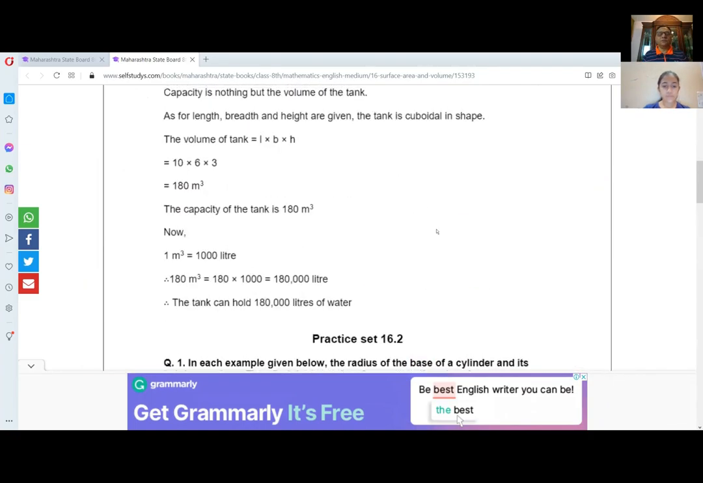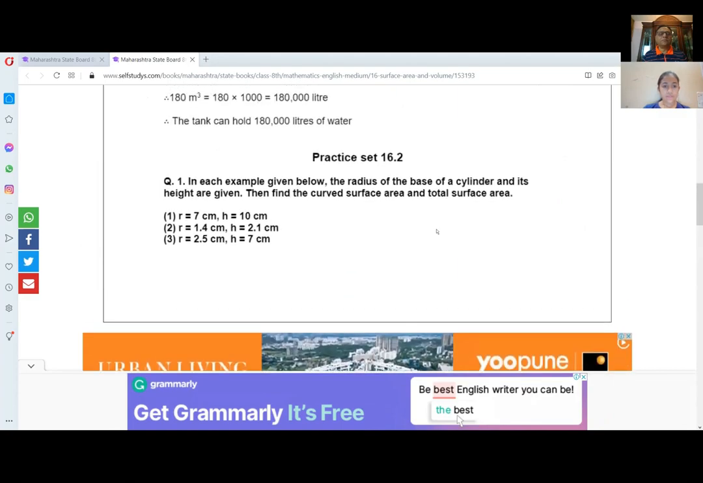Can you read the question? In each example given below, the radius of the base of a cylinder and its height are given. Then find the curved surface area and total surface area. So now we're talking about the cylinder, first. Let's do this question, then we'll go to my video. Can you help me answer this question?